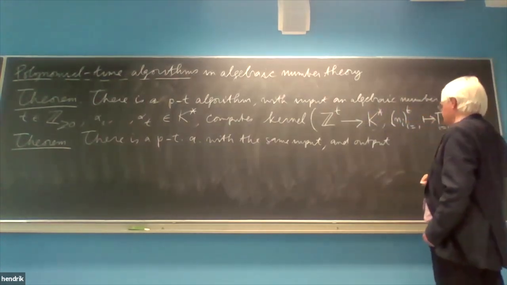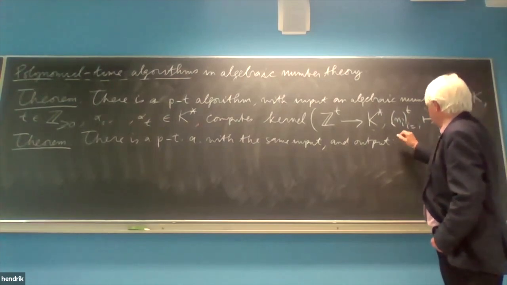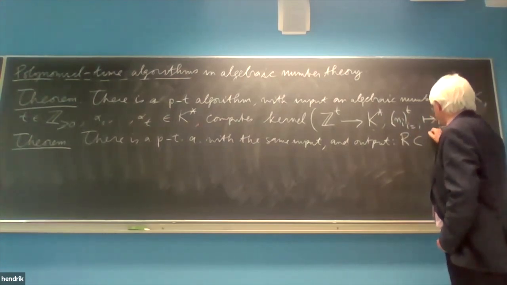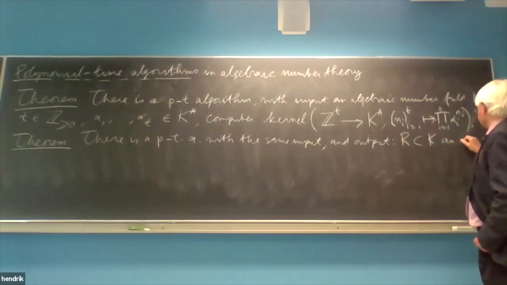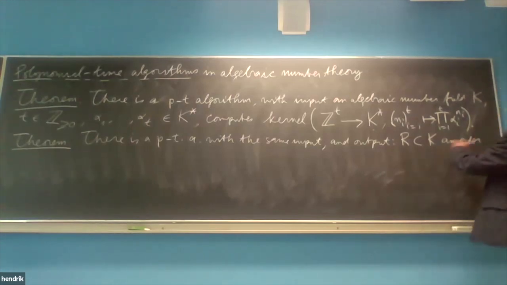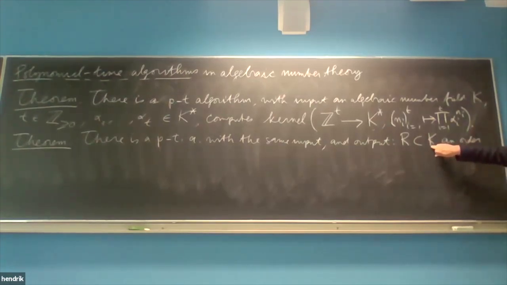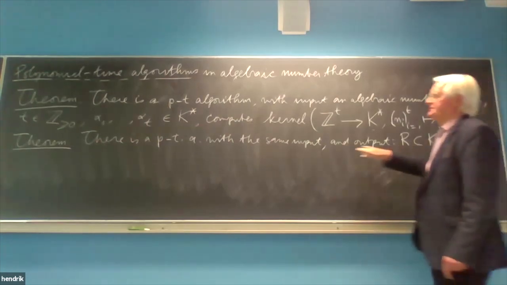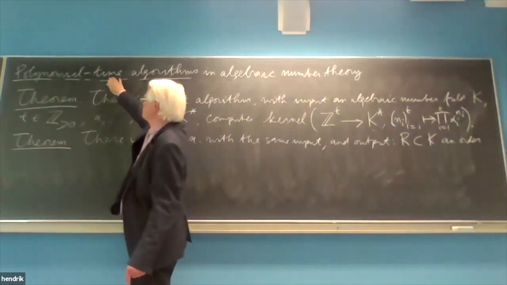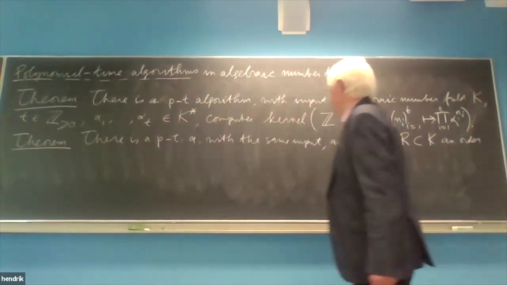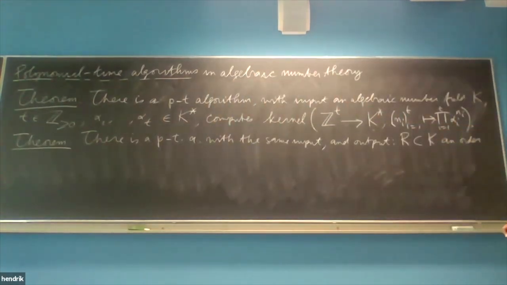Well, what is the output? First of all, an order in the number field, R in K. An order in the number field is by definition a subring of the ring of integers of K, let's say of finite index. The ring of integers of K is a very difficult object to compute, under the rules of the game that I mentioned, in polynomial time. With orders, you can also work.